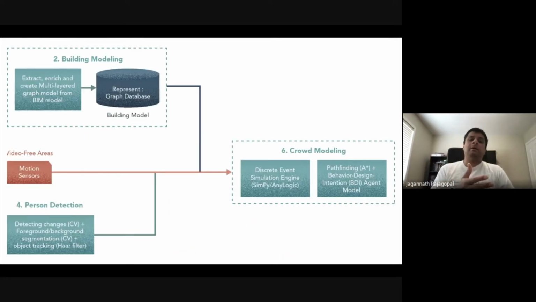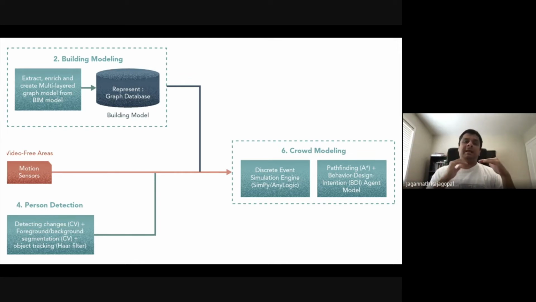The building model, we said use ETL to create it. This just shows that detail again. Again, we saw person detection, the 3 steps with the change, detecting the change, foreground, background segmentation, and the object tracking. We're just repeating that here. And then the output from all these things, and the motion sensor input comes into the crowd model part.